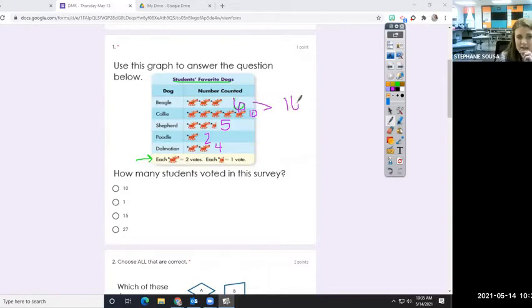6 plus 10 is equal to 16. 5 plus 2 plus 4 is equal to 11. 11 plus 16 is equal to 27. 27 students voted in this survey altogether.